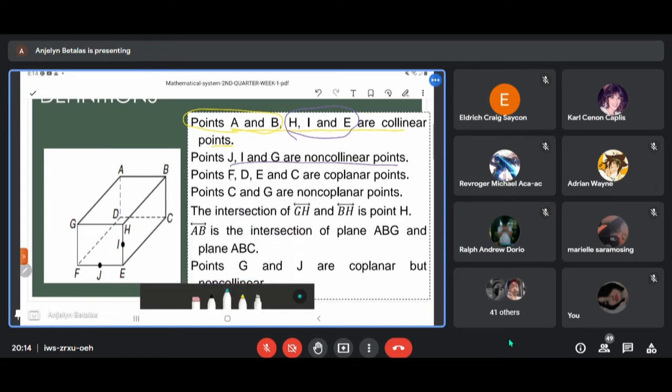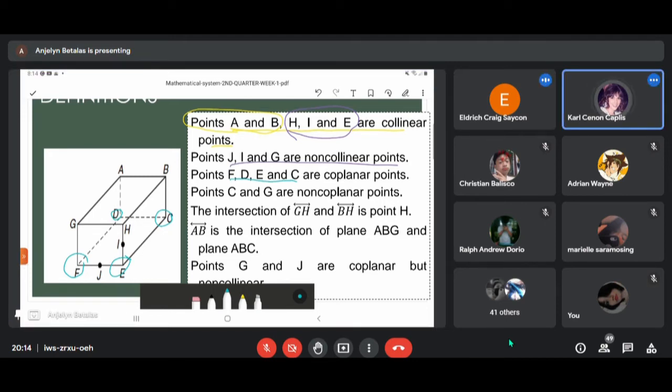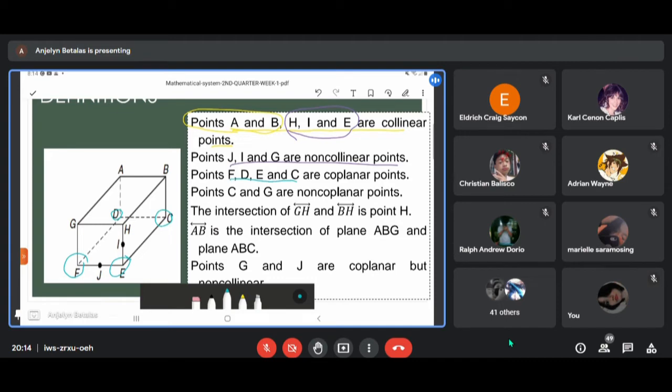Okay, next. Points F, D, E, C are coplanar points. F, D, E, C. Do you see them? They are at the bottom of the prism, the bottom of the box. Are they coplanar? Yes, ma'am. Yeah, coplanar. Imagine it.